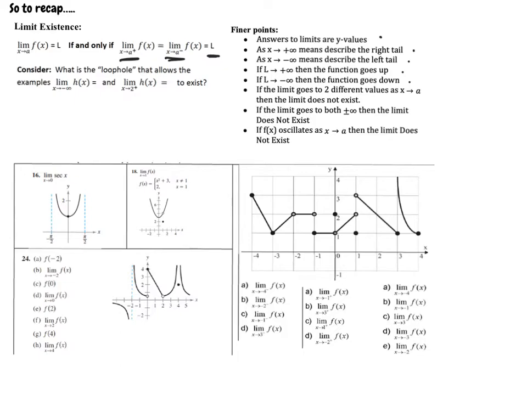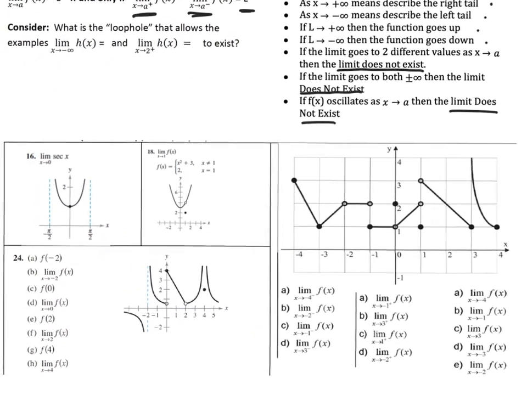If the limit goes to two different values as x approaches a, the limit does not exist. If the limit goes to positive and negative infinity, then it does not exist. And if f of x is oscillating, then the limit does not exist. All right, so let's take a look at a few more examples.